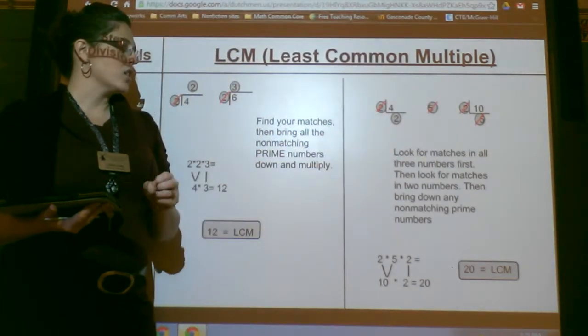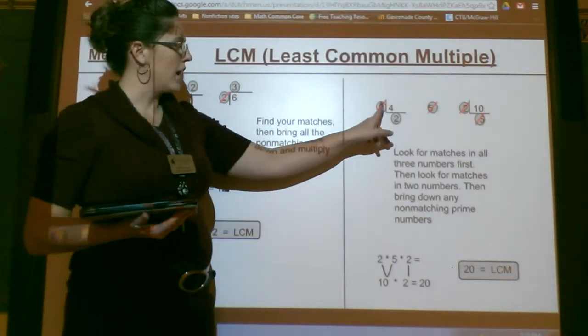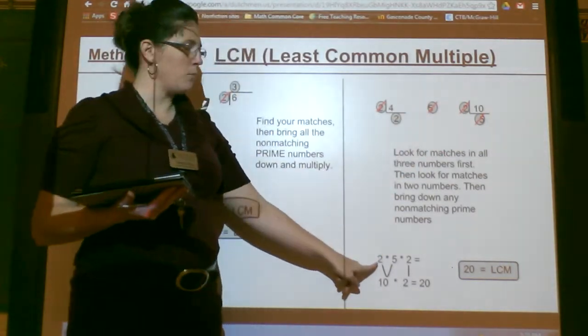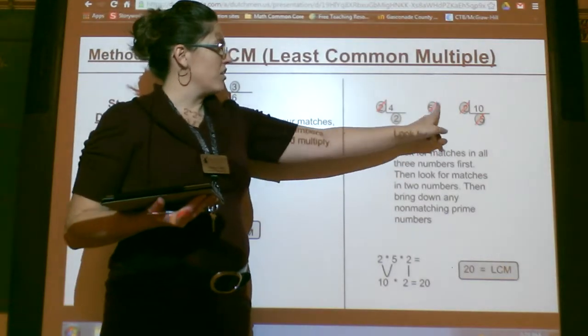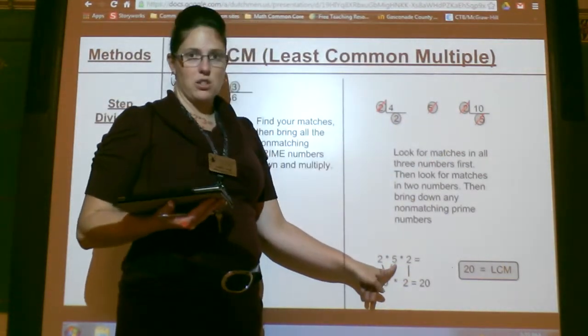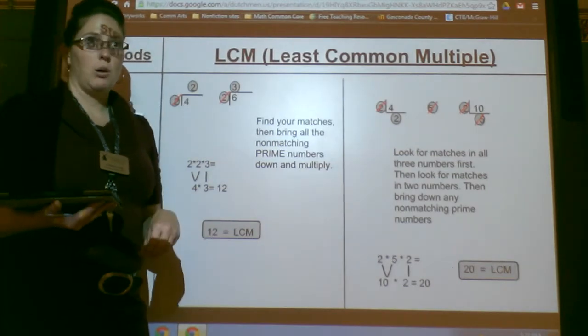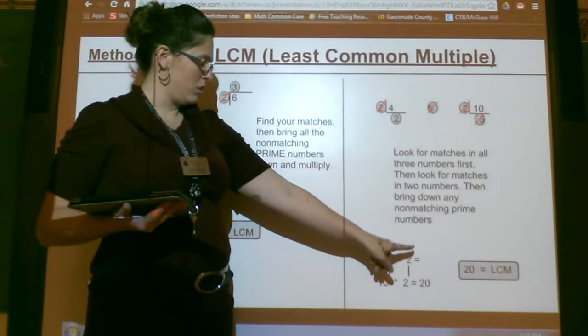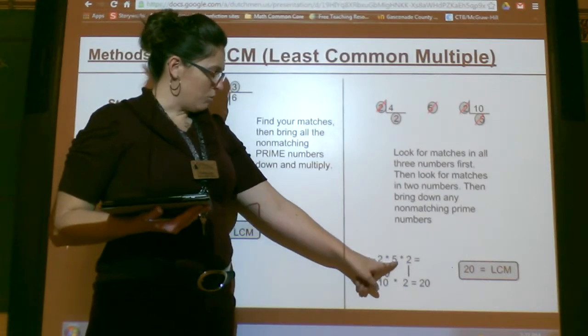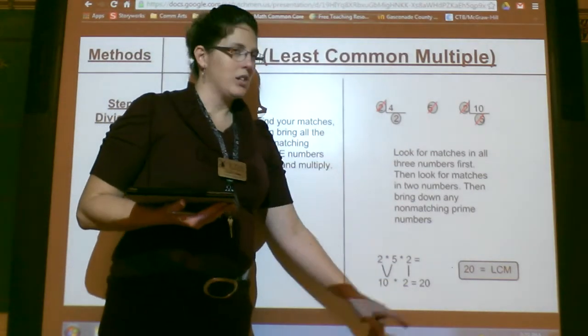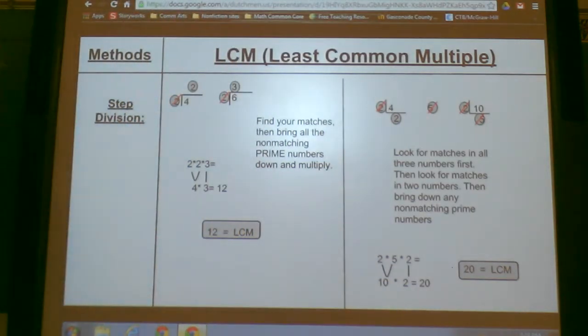So then I look for matches in two numbers. I have a 2 here and a 2 here, so that's a match. I have a 5 here and a 5 here, that's a match. Now I take down any non-matching number. So I have a 2 left, so I bring it down. 2 times 5 is 10, times 2 is 20, so the LCM for 4, 5, and 10 is 20.